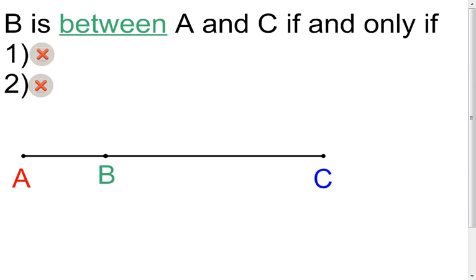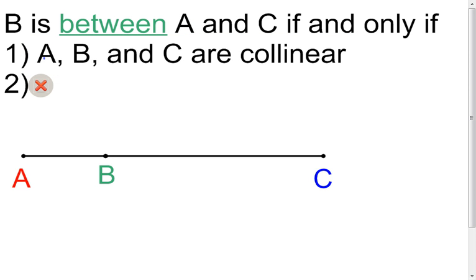Notice it's talking about point B is between point A and point C if and only if. So we have these two things that are going to have to take place. Number one, you have to have 3 points and they have to be collinear. Thinking back to the other day, that means that they all have to be on the same line. And then part two, we have a little equation in here.